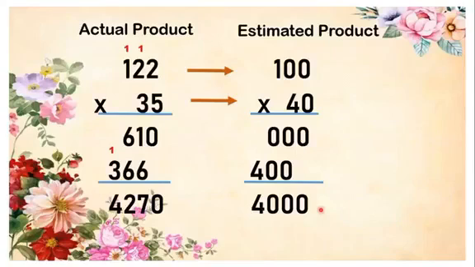Now, let us look at the result. In the actual product, we have 4,270. And the estimated product is 4,000. As you can see, they are very close to each other. The estimated product is so close to the actual product. Now, let's have another example.